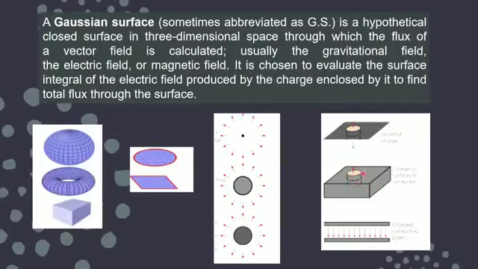A cylinder can be drawn as a Gaussian surface, or a cube, or whatever three-dimensional figure that has symmetry. And thus we can find the surface integral of the electric field, and thus we can find the flux simply by the knowledge of the Gaussian surface. So the main thing you have to know is that it is a three-dimensional space.